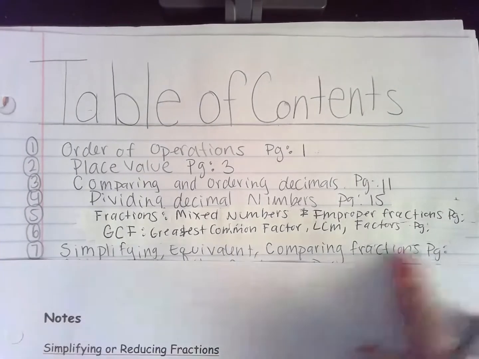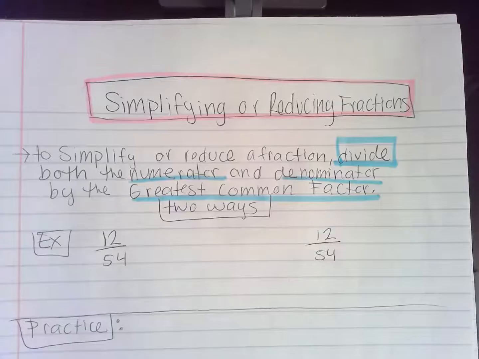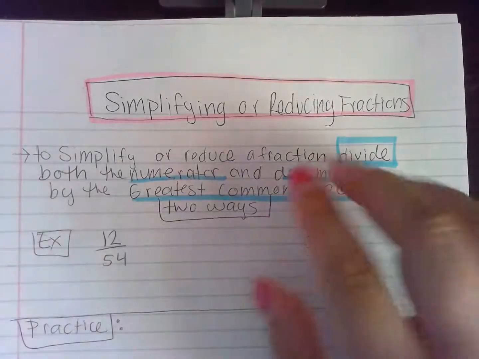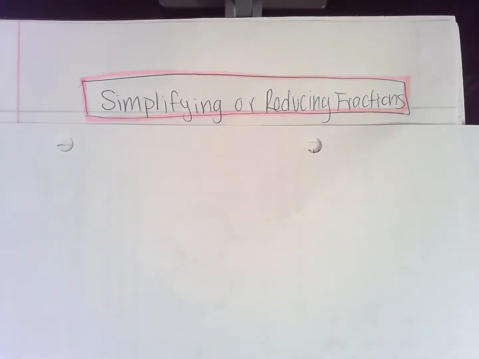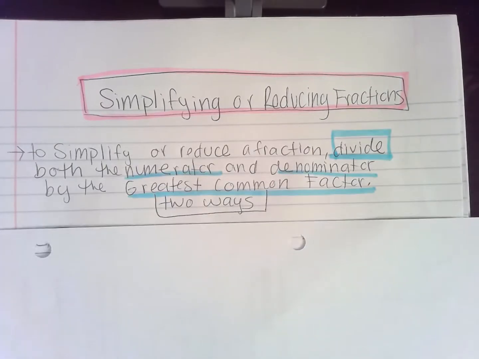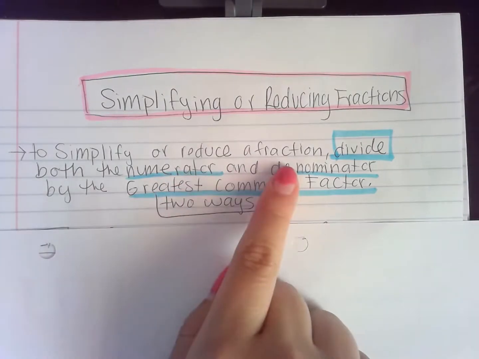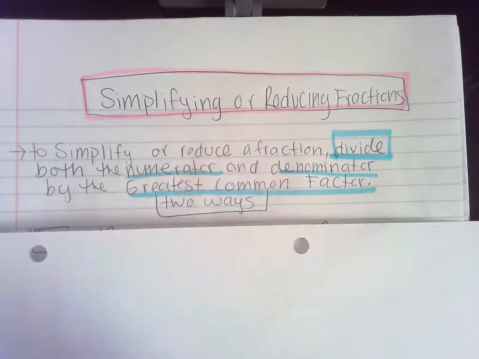And like I said, I don't know what page number you guys are on, but don't forget to write your page number. So go ahead and open to your new page, and you are going to write your title as simplifying or reducing fractions. Go ahead and pause the video here so you can write down this statement. To simplify or reduce a fraction, you're going to divide both the numerator and the denominator.